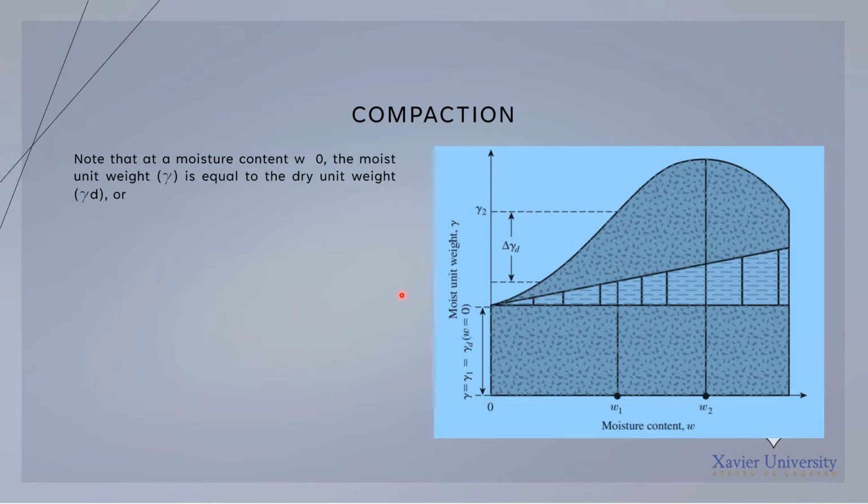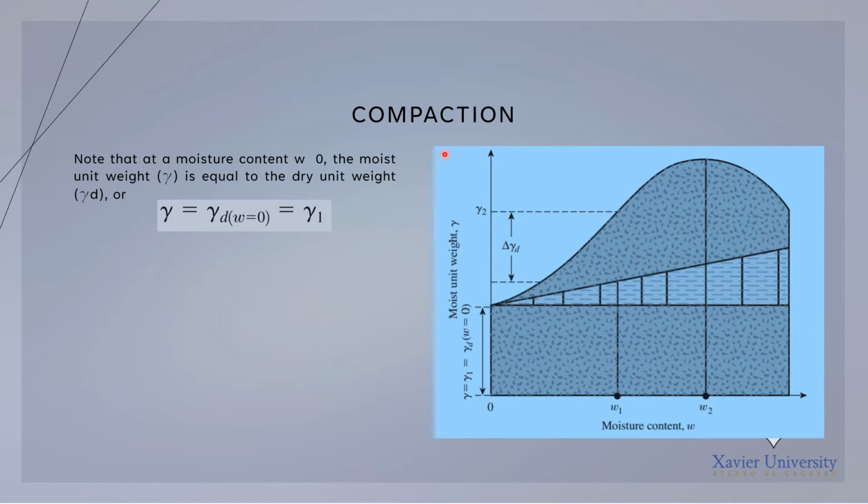So note that at moisture content w equals 0, the moist unit weight gamma is equal to the dry unit weight, gamma d. So according to this statement, at moisture content equal to 0, our unit weight is equal to our gamma dry, or our gamma 1. It is stated here. So initially, our unit weight is equal to the gamma dry at moisture content equal to 0, or our gamma 1.